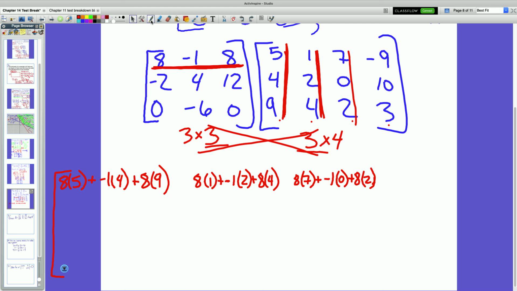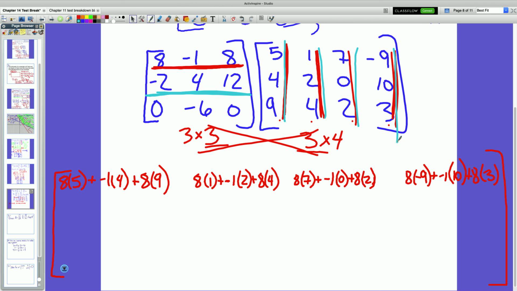Okay, and then I take the first row times the last column. So I'd have 8 times negative 9 plus negative 1 times 10 plus 8 times 3. That's my first row. Yay! I get to do it 2 more times, right? Because I got to do the second row now. So now I take the second row times each of these columns.